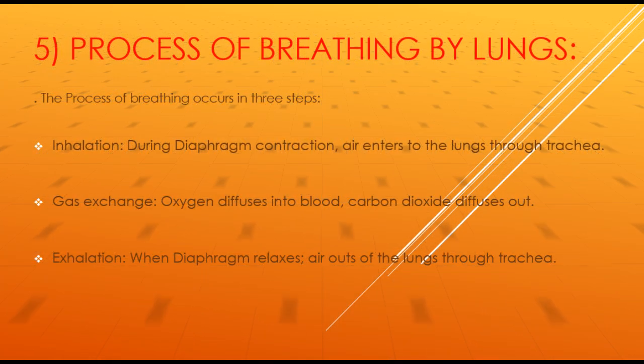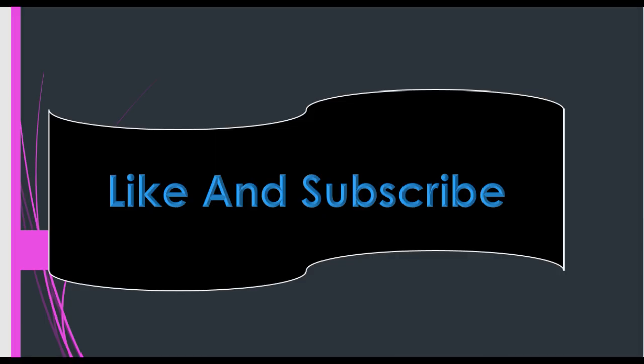5. Process of breathing by lungs. The process of breathing occurs in 3 steps. A. Inhalation. During diaphragm contraction, air enters the lungs through the trachea. B. Gas exchange. Oxygen diffuses into the blood, carbon dioxide diffuses out. C. Exhalation. When the diaphragm relaxes, air goes out of the lungs through the trachea.